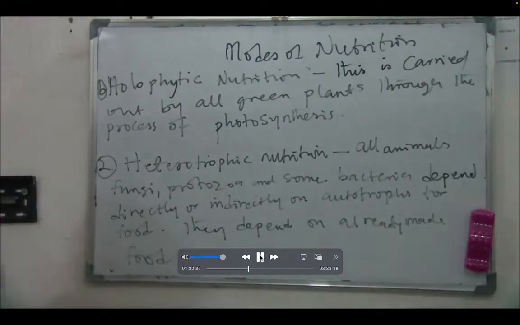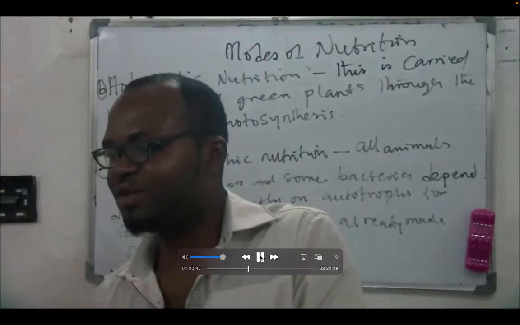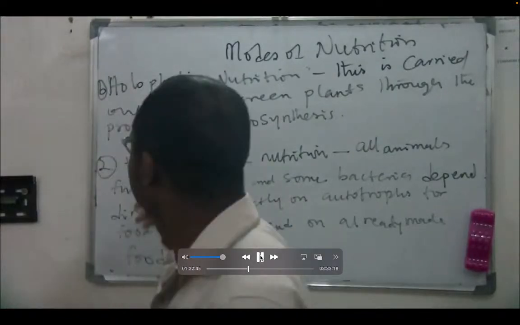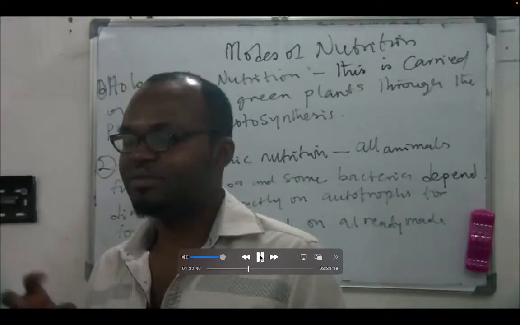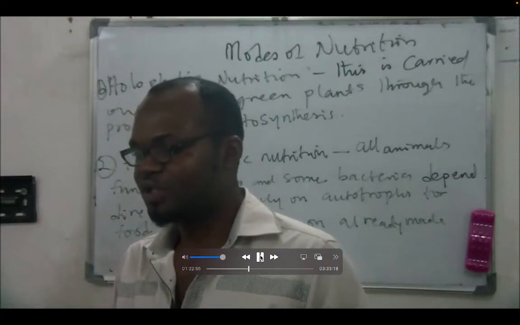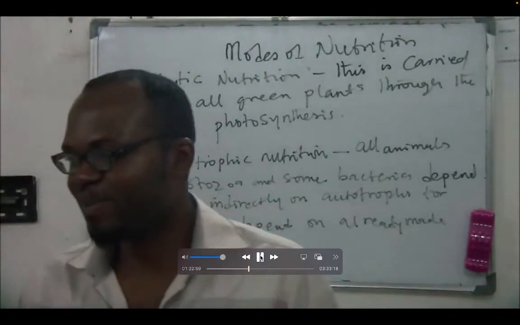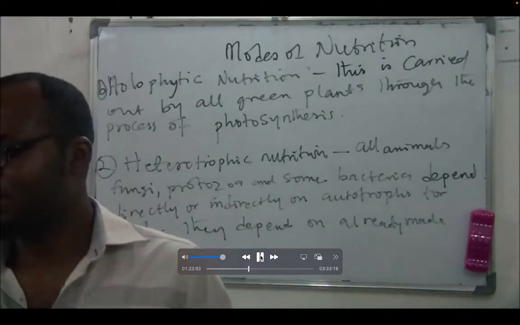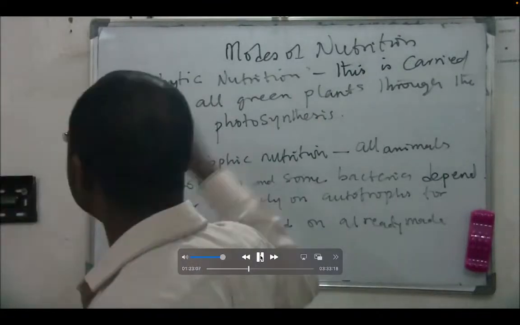The person will ask you which of the following categories of organisms depend on already made food. You should know that the answer is heterotroph. And they say which of the following organisms manufacture their food by themselves? Autotrophs. And the two examples of autotrophs are those that undergo chemosynthesis and photosynthetic nutrition.